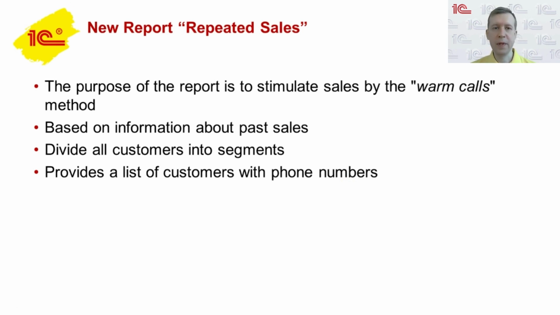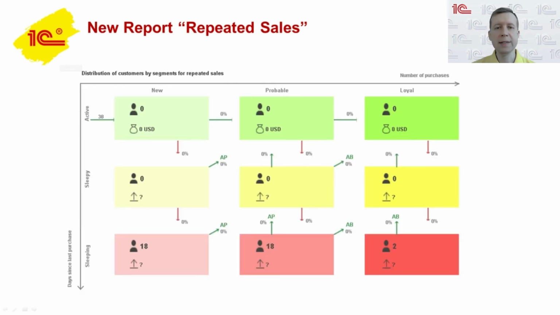New report. The report is used to stimulate sales by the warm calls method. Based on information about past sales, the report helps to divide all customers into segments, depending on the probability of a repeat sale. For each customer segment, a list of customers with phone number is displayed, so you can use it to call customers who are likely to buy something again.